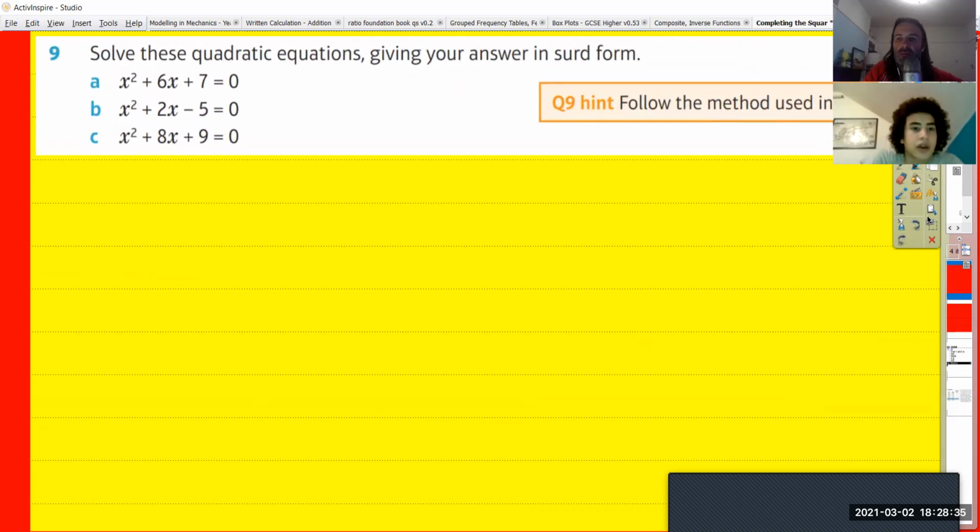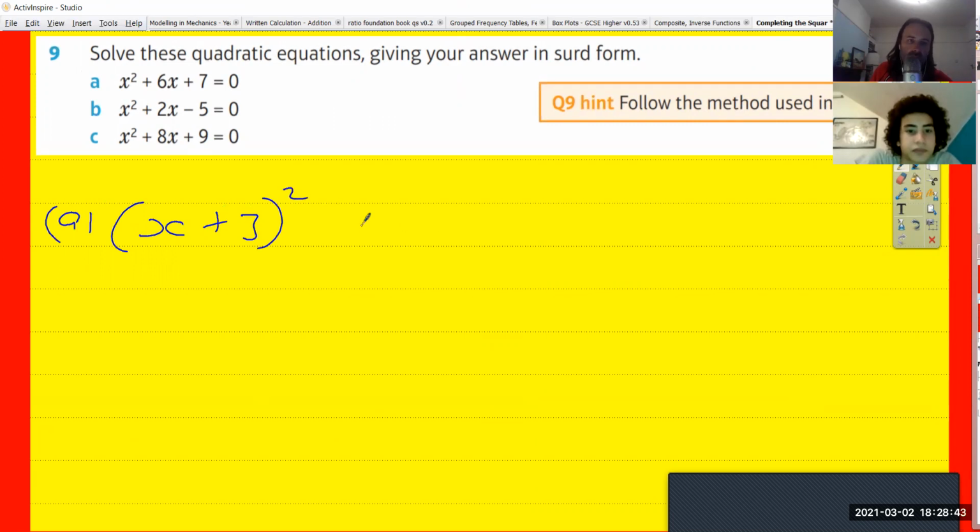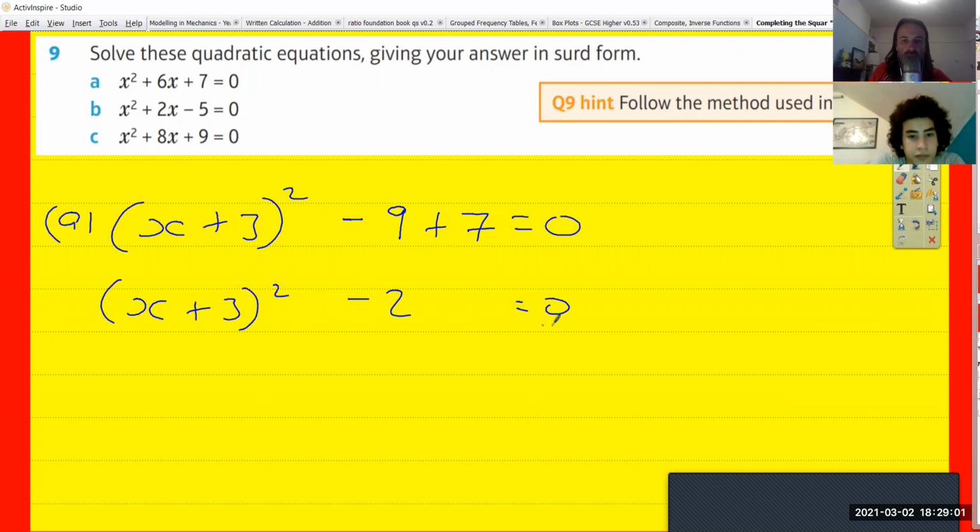So solve these in third form. Where x plus 3 squared plus 7 equals 0. I mean, x plus 3 squared minus 9 plus 7 equals 0. X plus 3 squared minus 2 equals 0. X plus 3 minus root 2 equals 0.